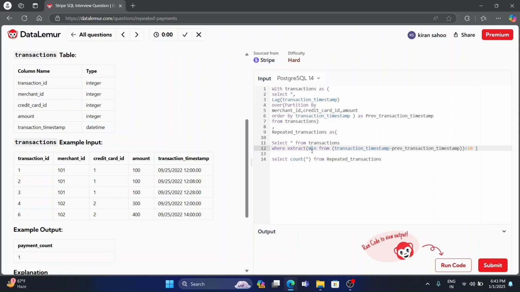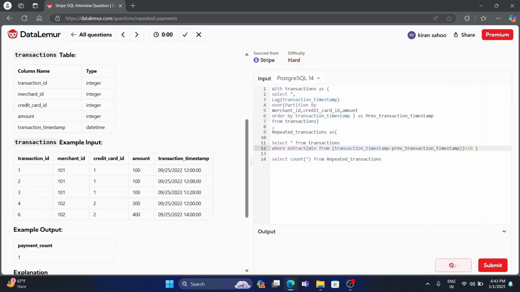That's why I'm extracting the minutes from the timestamp details, and in the where condition we have specified it should be less than 10. So now we have the filtered data. In this table we get only the repeated transaction details. Now we just need to calculate the count of repeated transactions, because we need to provide a one-line answer. So I'm referring to the repeated transaction details and using count star.